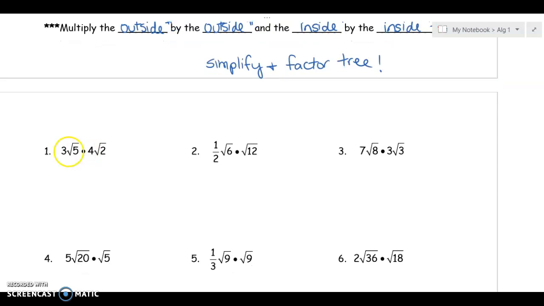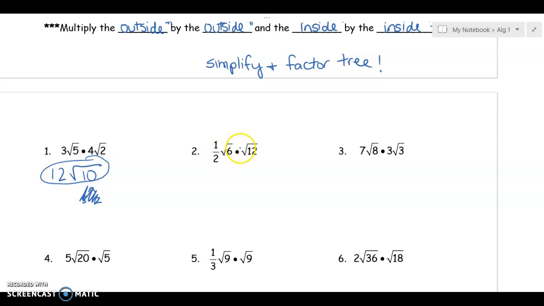So for number 1, you multiply the outside numbers together. 3 times 4 is 12. And then the inside numbers together. 5 times 2 is 10. And again, 10 doesn't break down. You could try and do a factor tree, but there's no pairs. So you're all set, and your answer is just 12 root 10.